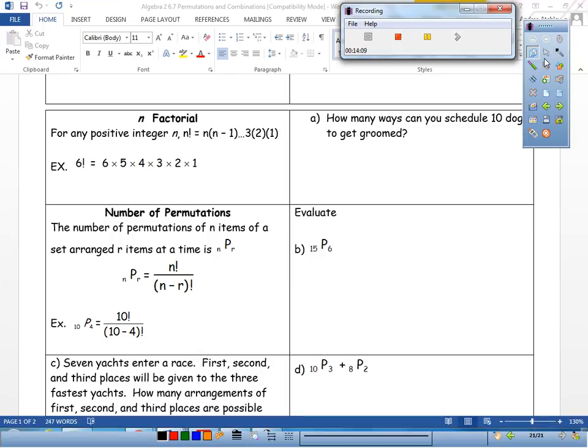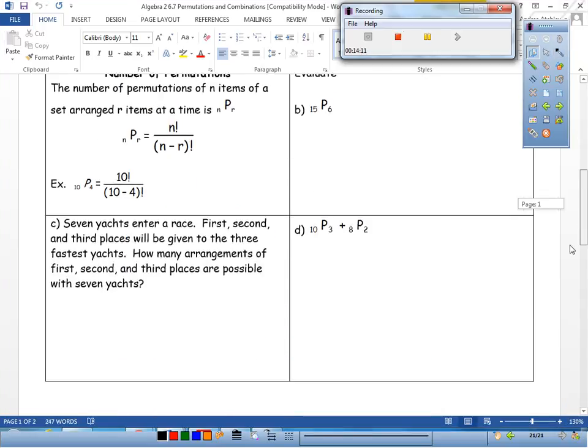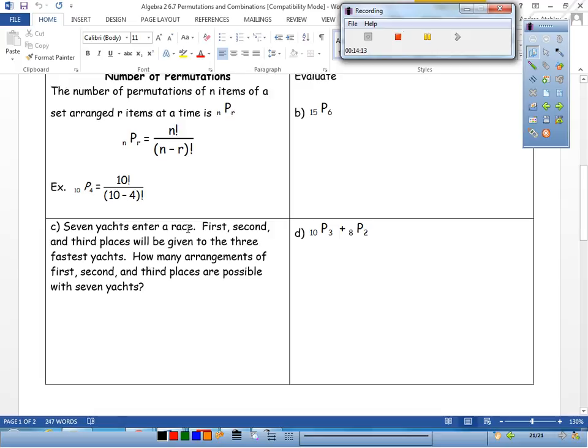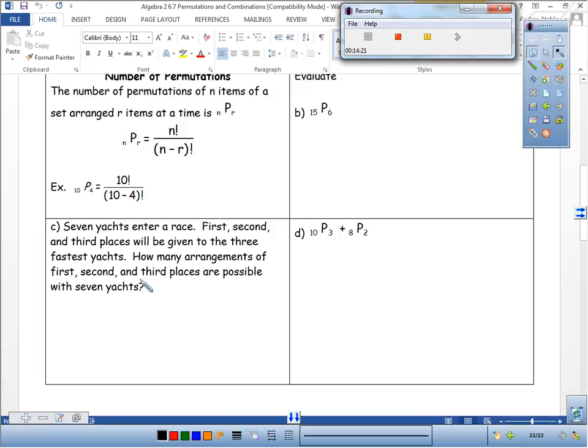We can do that same thing with word problems. Let me demonstrate this. Seven yachts are entering a race for first, second, and third place. Prizes will be given to the 3 fastest yachts. How many arrangements of first, second, and third places are possible with 7 yachts?